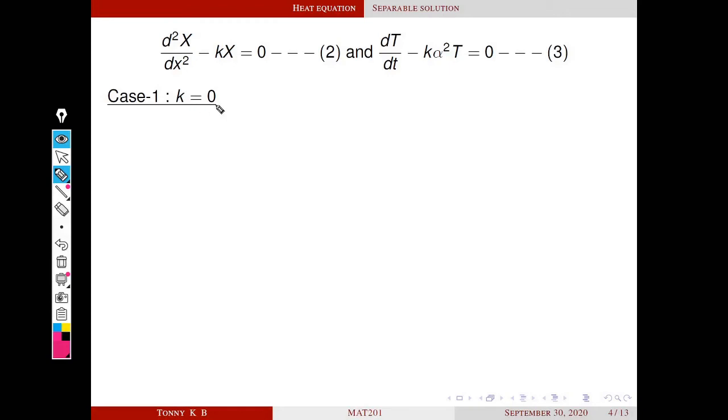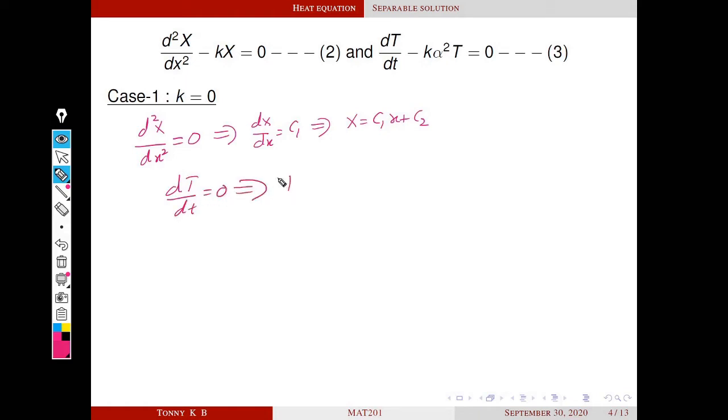Case 1, k equal to 0. When k equal to 0, equation 2 becomes X double dash equal to 0. By integrating this equation 2 times, we get X is equal to c1 x plus c2, where c1 and c2 are arbitrary. And when k equal to 0, equation 3 becomes T dash equal to 0, and by integrating, T is a constant c3. The solution u(x,t) equal to X into T becomes (c1 x plus c2) times c3.